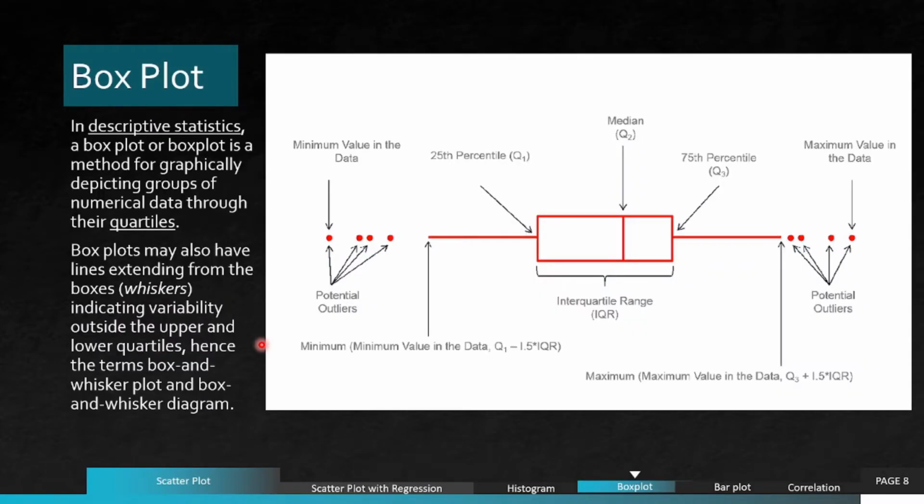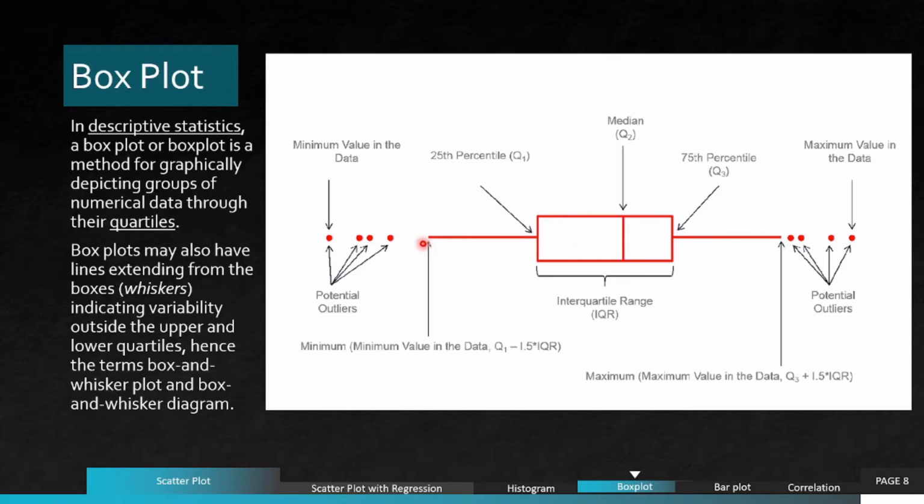So the box plot is a very interesting plot. It has got a couple of points. It has got this middle line which is the median, which is the 50th percentile, and it is bounded by the 25th percentile and the 75th percentile. Then there are two whiskers.